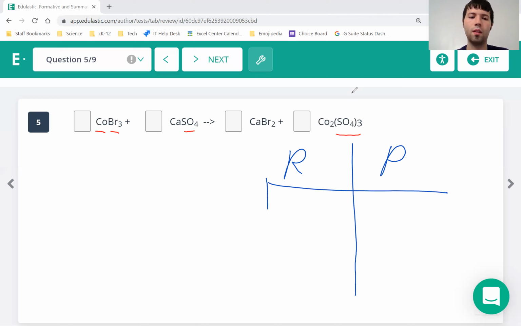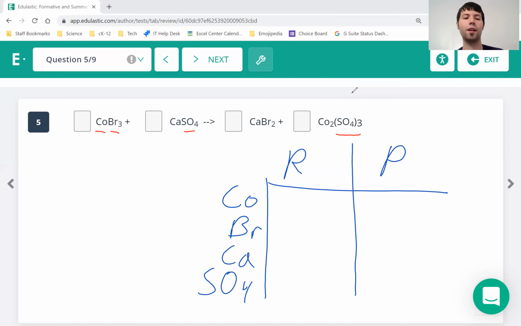Okay. So on the left side, I have cobalt, bromide, calcium. And instead of saying sulfur and oxygen, I'm just going to say SO4. So I'm going to count the number of SO4s that I have, because that's kind of like a unit. So I'm not going to try to separate it and count that and balance that separately, because it's just going to get way too crazy.